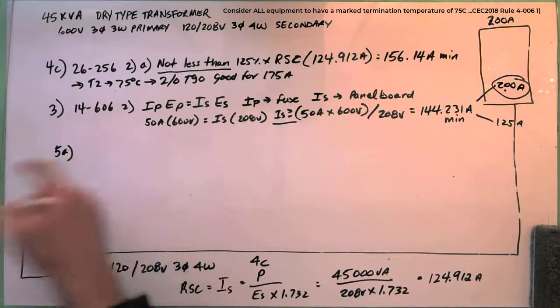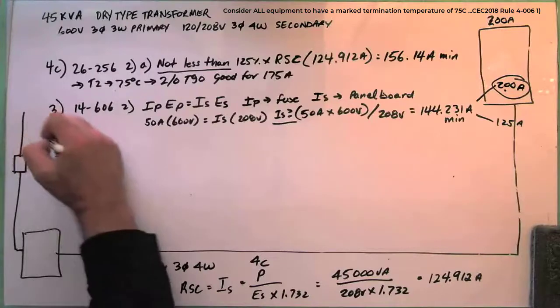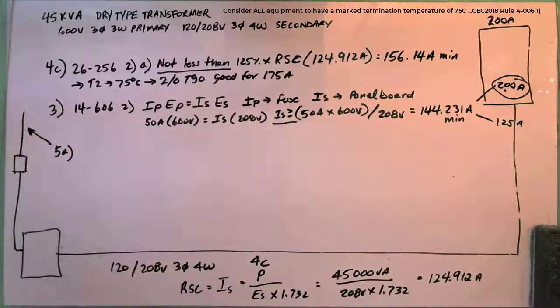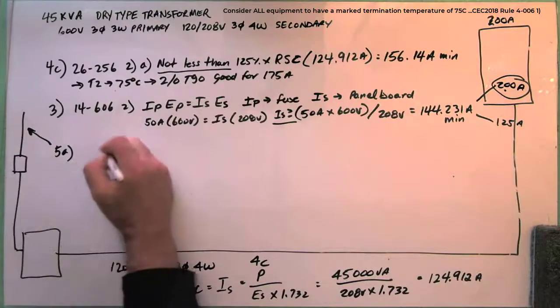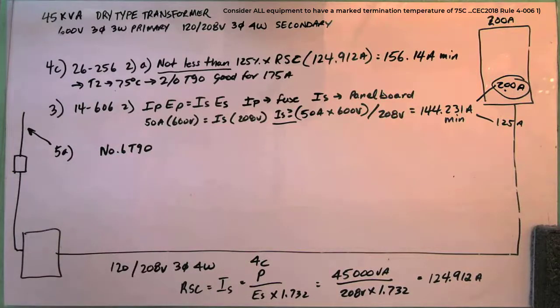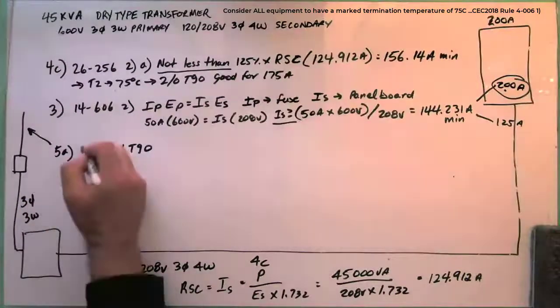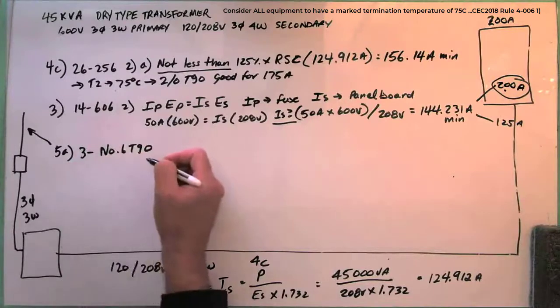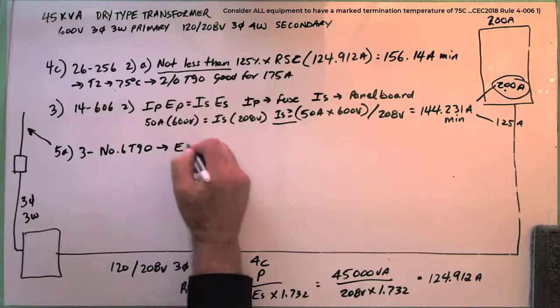The 5A was the one coming in like this. So this would be 5A over here. What size wires did we run into that disconnect on the primary? Number 6 T90s, right? And how many were there coming in? 3 wires. So 3 wires, number 6. And I'm using EMT.